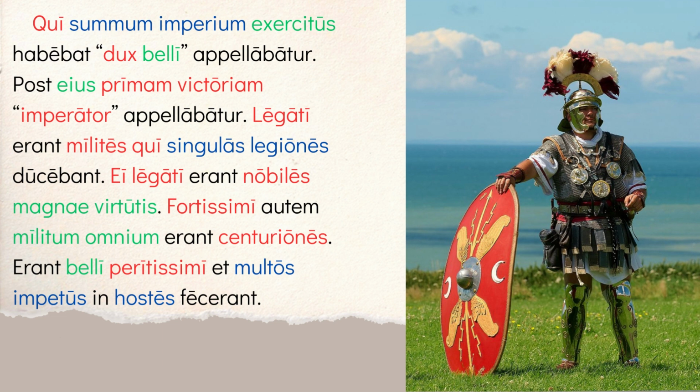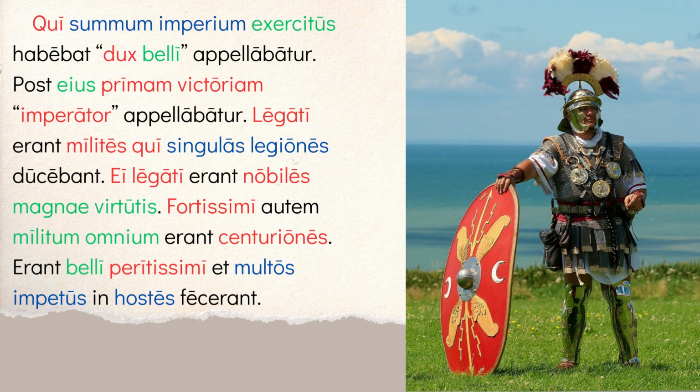Then we have the last paragraph, which goes like this. You have qui summum imperium exercitus habebat, dux belli appellabatur. So he who, the qui there means who, but it really means he who. So he who had the summum imperium, the highest authority of the army, exercitus there is genitive. So the man who had the highest authority of the army, he was called dux belli, the leader of war. The commander, the dux there is the commander, the chief.